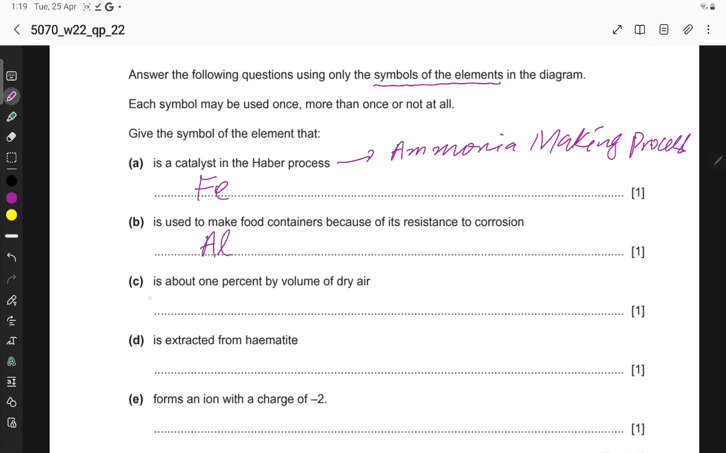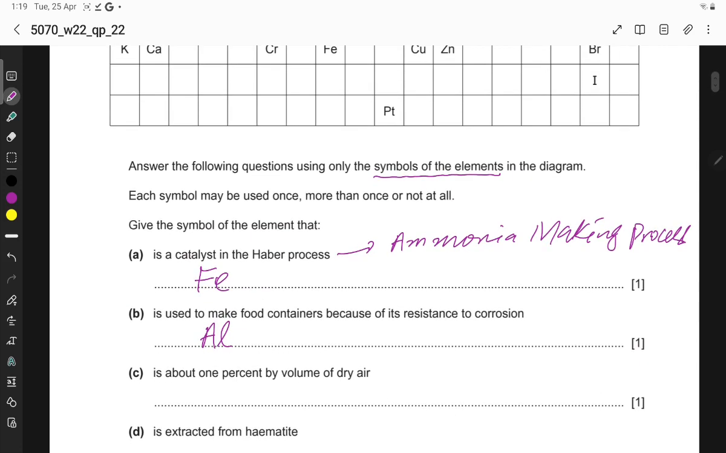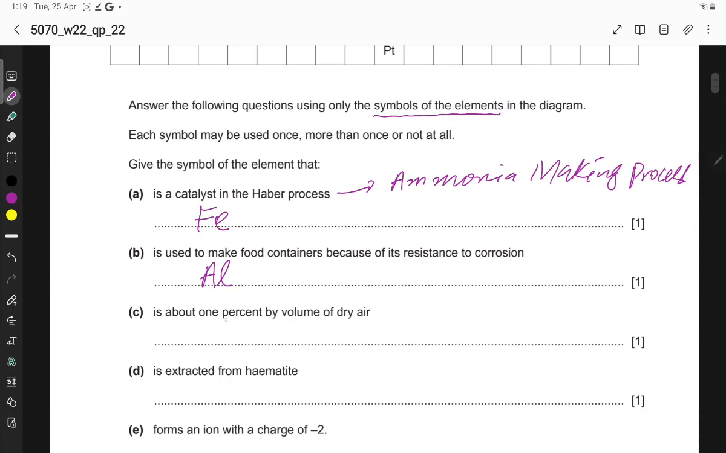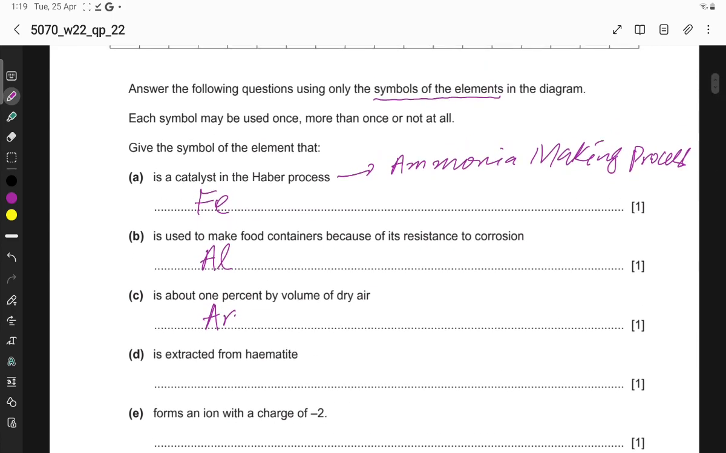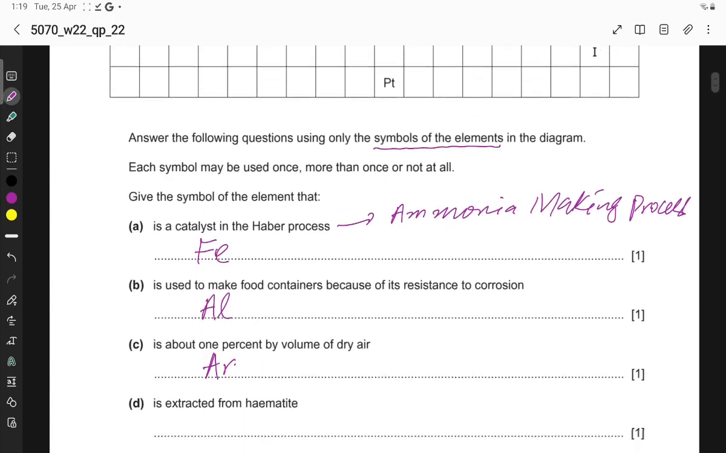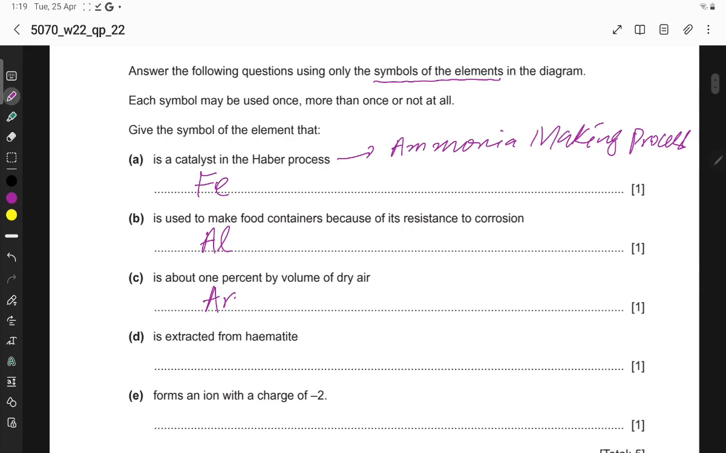Next is about 1% by volume of air. That is the noble gases, 1%, and argon is the most common. Next: extracted from hematite. Hematite is an ore of iron. The formula of hematite is Fe2O3 dot SiO2. This is the formula of hematite, and iron is extracted from the hematite.